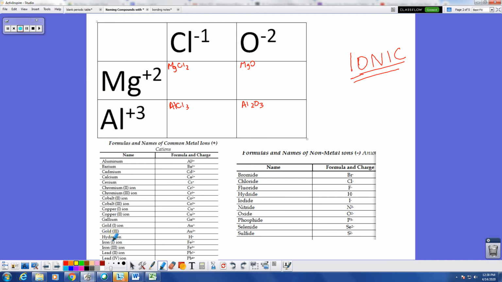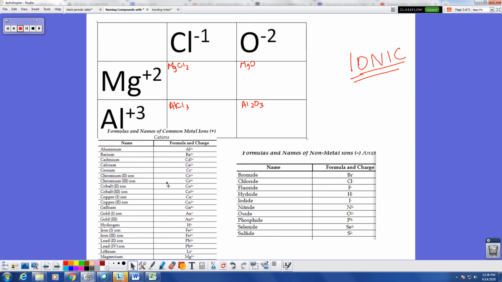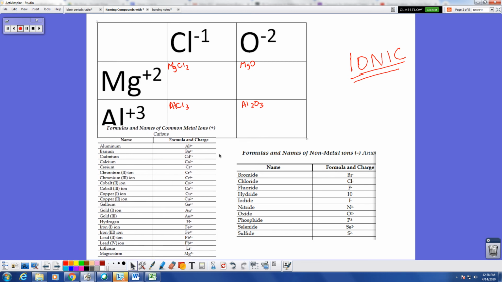So Mg plus 2. Oh my gosh, it's off the bottom of the page. I gotta do this so I can pull it up. There we go. There it is. Okay.